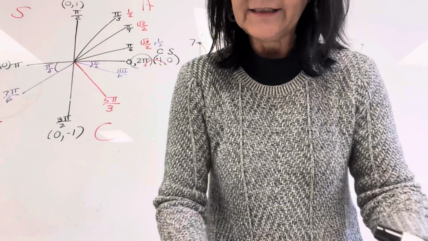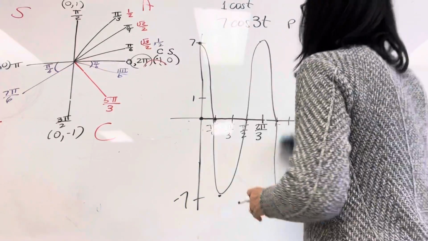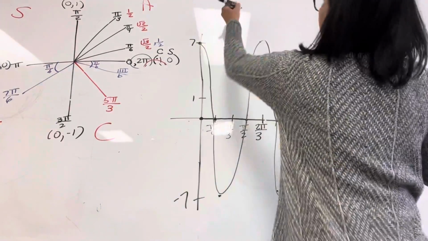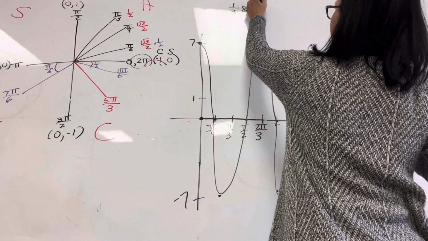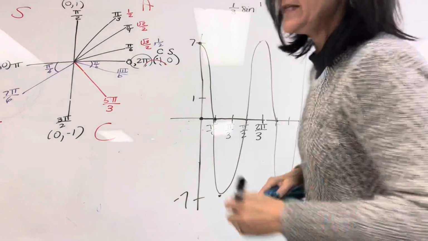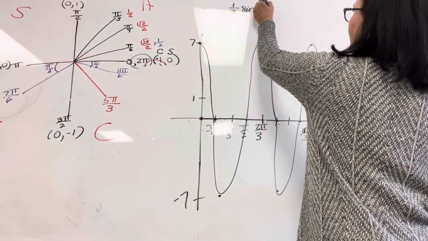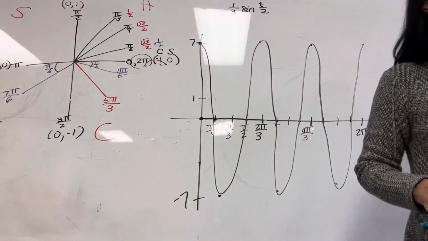All right, now let's do B. 1/3 sine pi over 2. So 1/3 sine, was it t? Not pi. T over 2. Okay, I want y'all to try this one on your own. Try it.